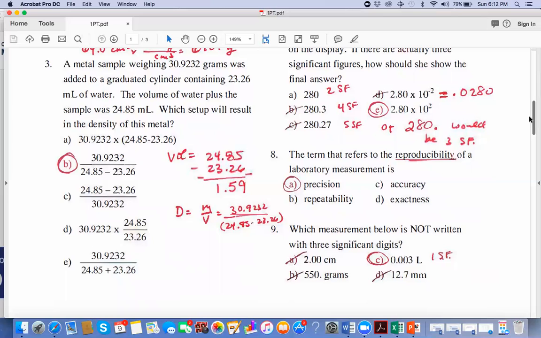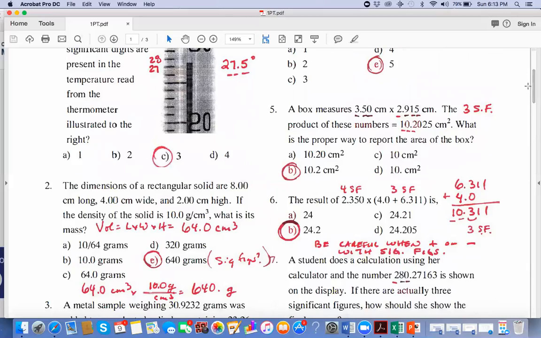If we look at the options that we have here, we know that we have to take into account our change in volume. So that's 24.85 minus 23.26, and that's going to give us a total of 1.59. The volume unit that we're given is milliliters. And we know the density is equal to mass divided by volume. So we can say that 30.9232 grams divided by 24.85 minus 23.26 would give us our density. So it looks like B is the right setup for that.